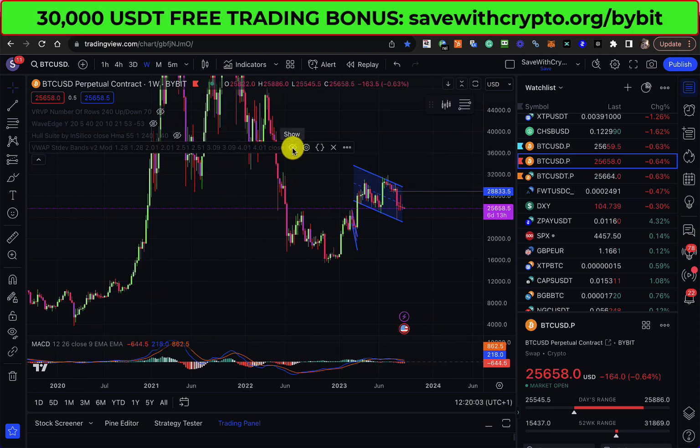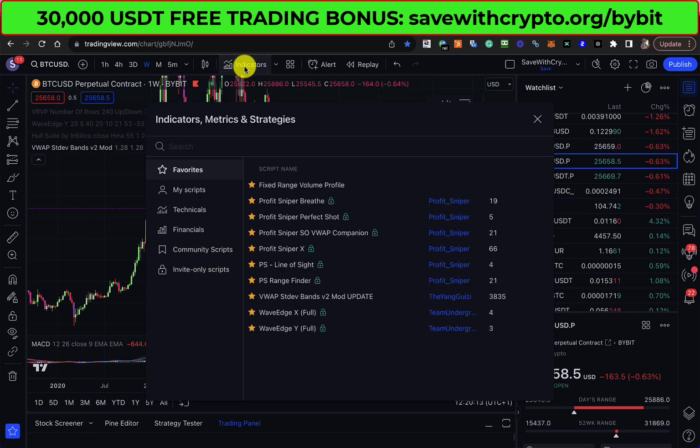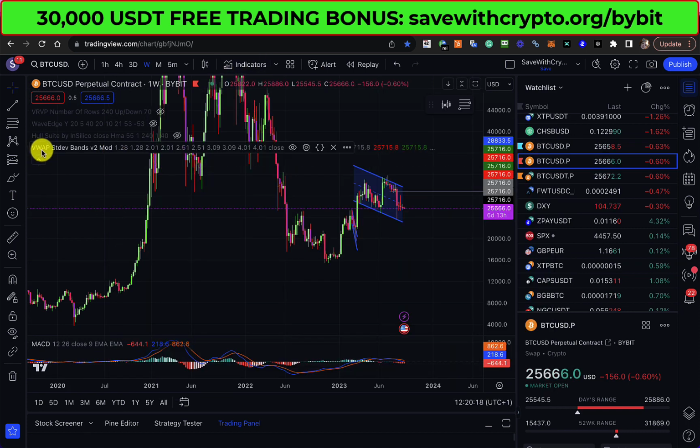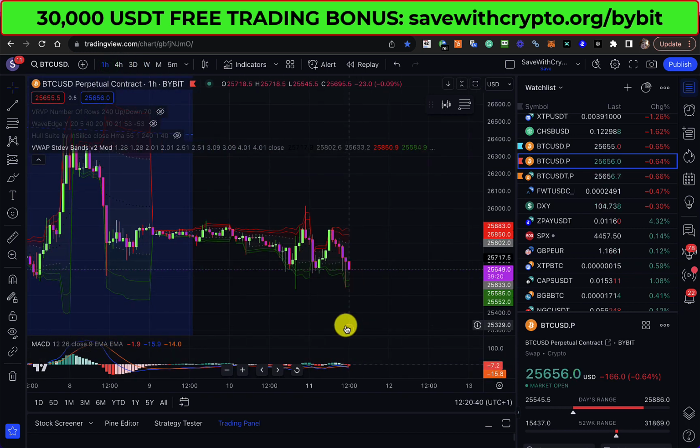Now, the VWAP standard deviation bands version 2 mod is one of my favourite ones. This is free, and you can find all these by going up to indicators here and searching for it. That's the name of it there. You can't see this one on the larger time frames, but if you look at it on the 1 hour, you can see what it does.